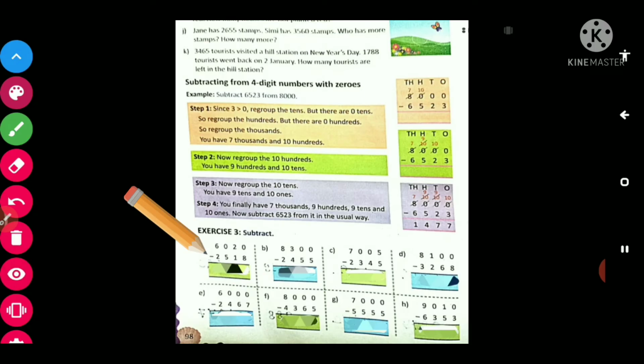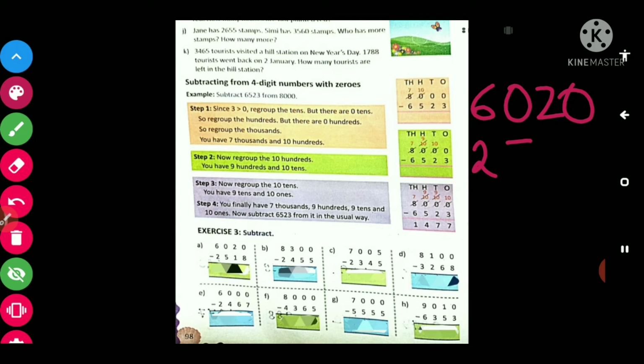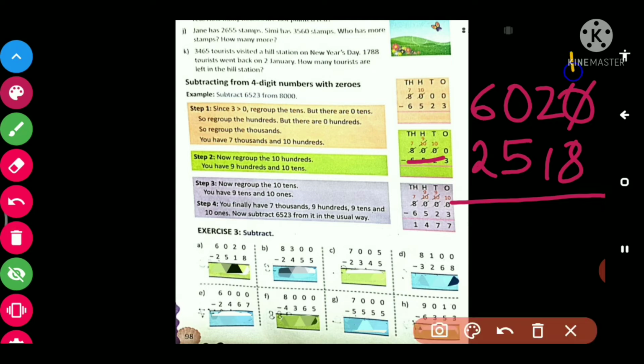Okay, I will show this number here. 60202518. So this 0, it will become what? 10, and this 2, it will become now 1. So 10 minus 8, it will be how much? 2. 1 minus 1, it will be 0.